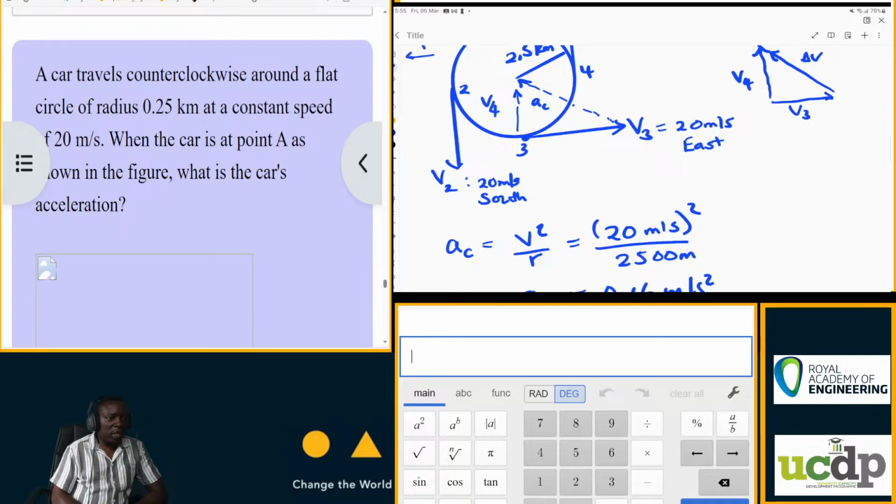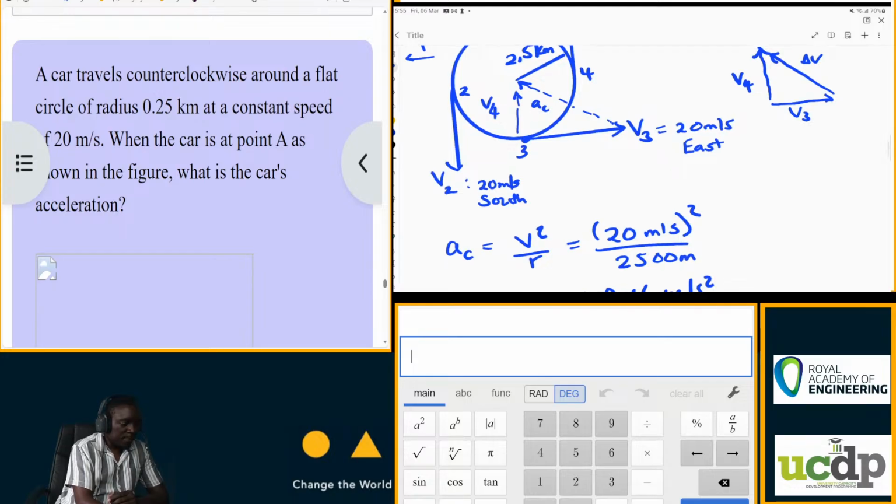So if a car is at point A, as shown in the figure, what is the acceleration? Now we don't know point A because we don't have the diagram, unfortunately. We don't know what point A is.